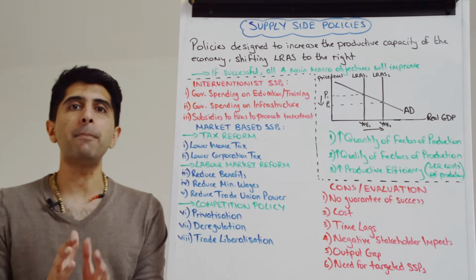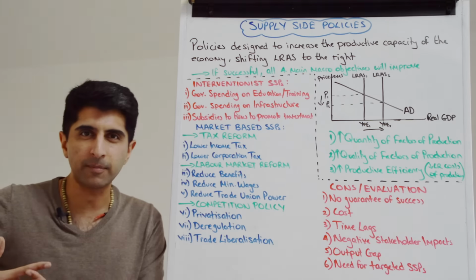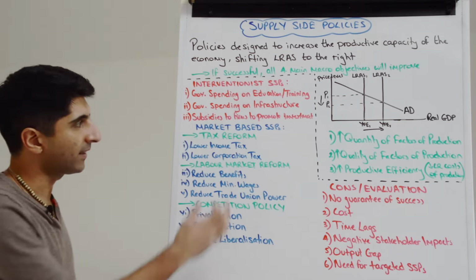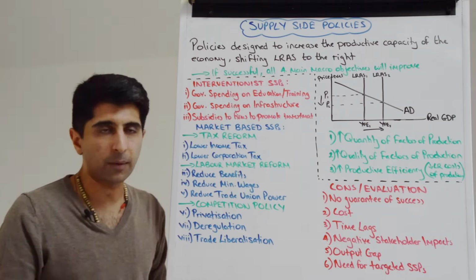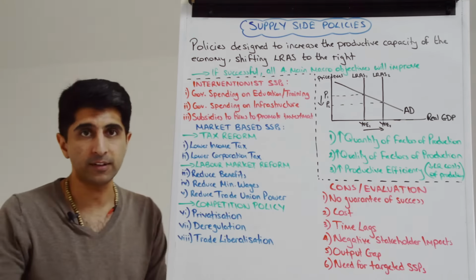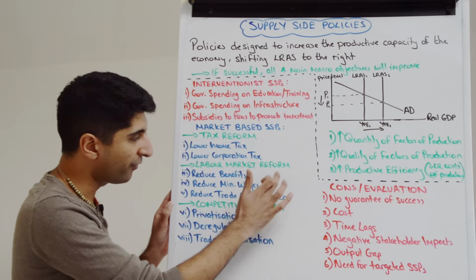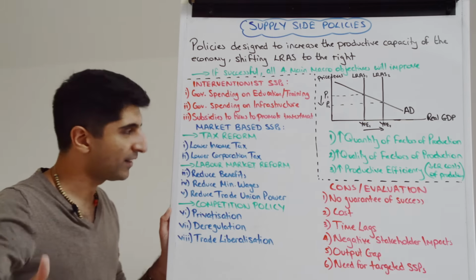Now we go into our market-based supply side policies, and these policies aim to reduce the role of government in the economy, take away government from the functioning of markets and let markets be freer. And therefore we'll see LRAS shift. And we can look at market-based supply side policies in three different groups. We can have tax reform, labour market reform, and competition policy. Let's look at the specific policies within these little bands.